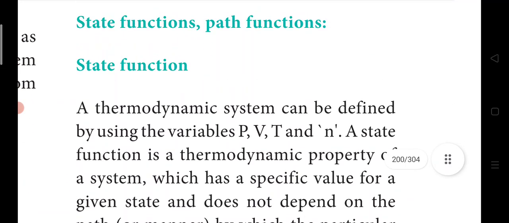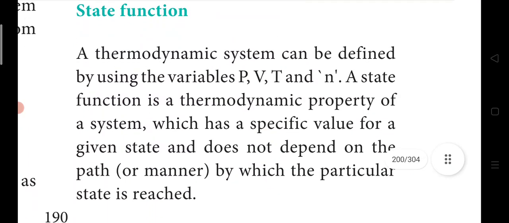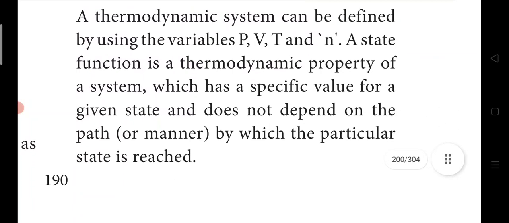Next is state function and path function. A thermodynamic system can be defined by using variables. So our variables are pressure, volume, temperature and number of moles. A state function is a thermodynamic property of a system which has a specific value for a given state and does not depend on the path by which manner or particular it is reached.